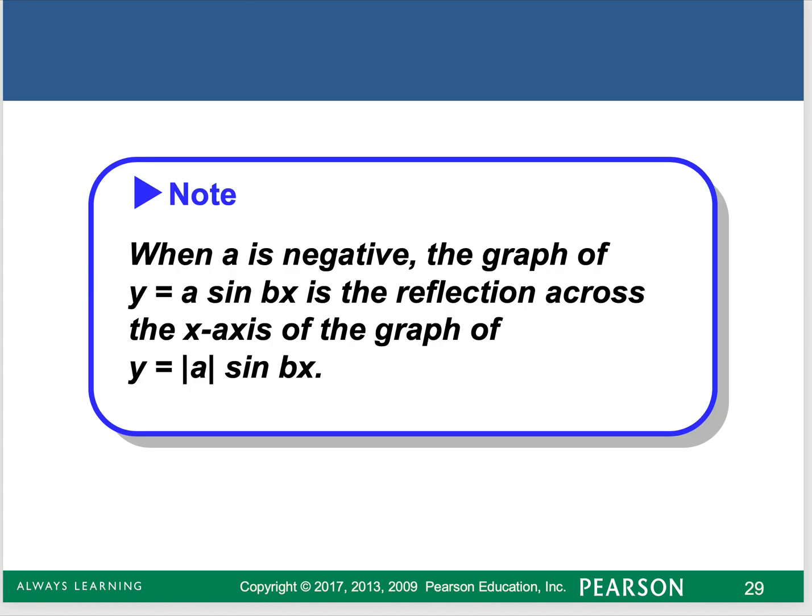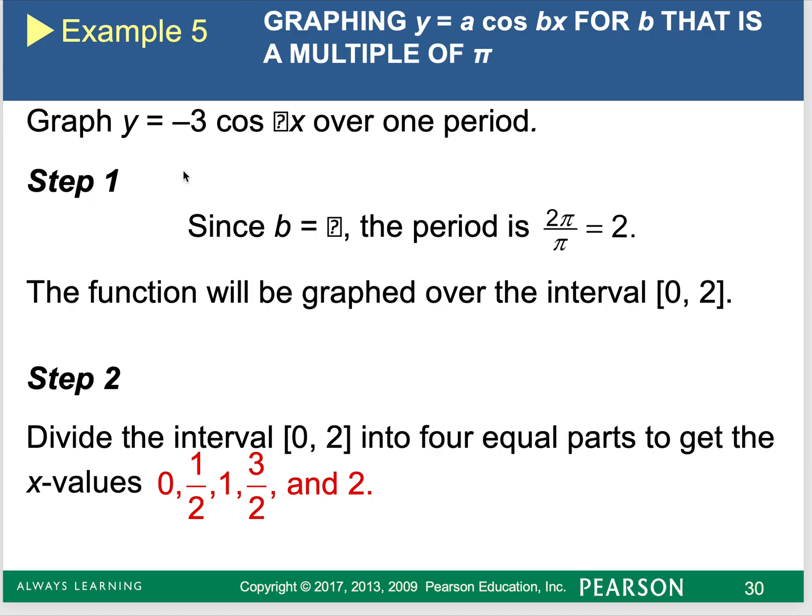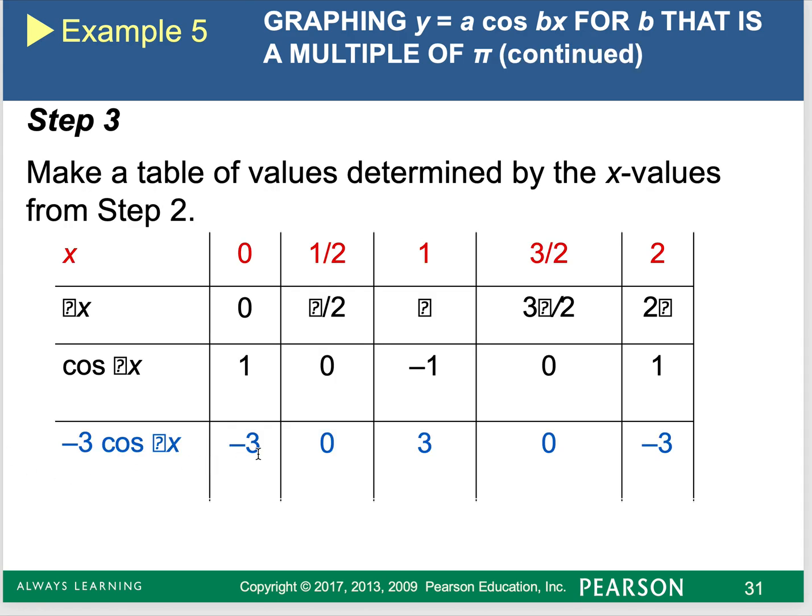When A is negative, it doesn't affect the amplitude, but it reverses the graph. So let's look at what that looks like. If I have -3 cosine pi x, my period is 2 pi divided by pi, which is 2. I love when this happens because our 4 endpoints are so much easier to find. So I find my endpoints, I evaluate the curve.